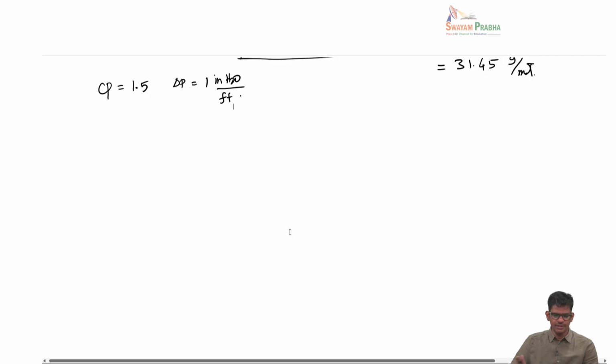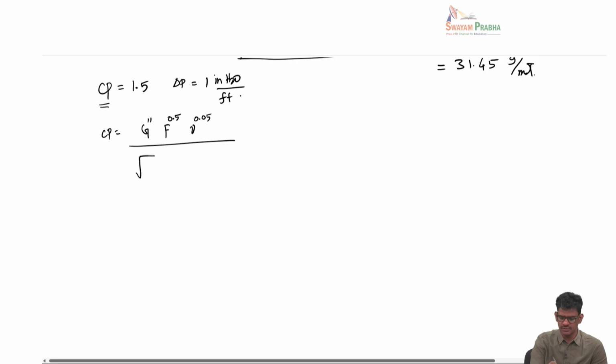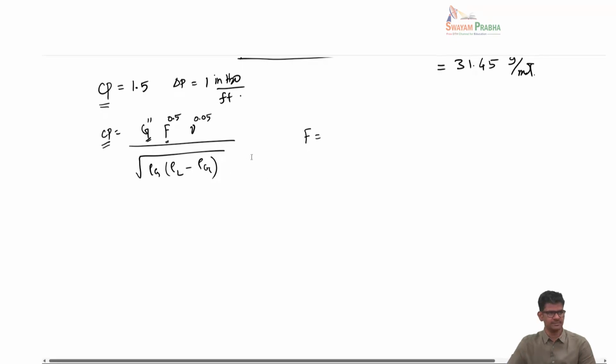So now all we need to do is use this definition of capacity factor. Capacity factor Cp is G double prime F over 0.5, kinematic viscosity power 0.05, square root of rho g into rho L minus rho g. This is the definition of capacity factor. So in this problem, we know the capacity factor, and we want to find this gas mass velocity. This parameter F should be obtained from the packing data.